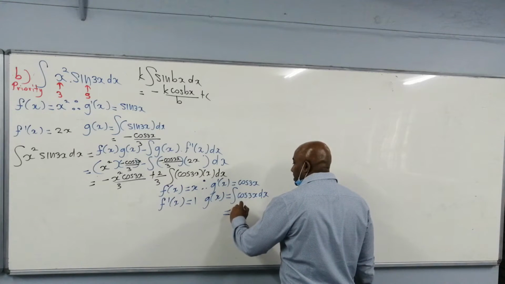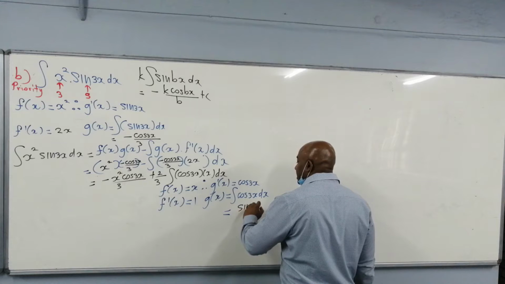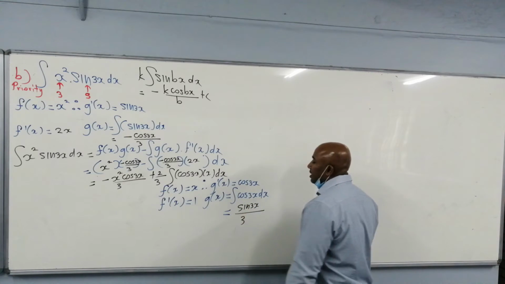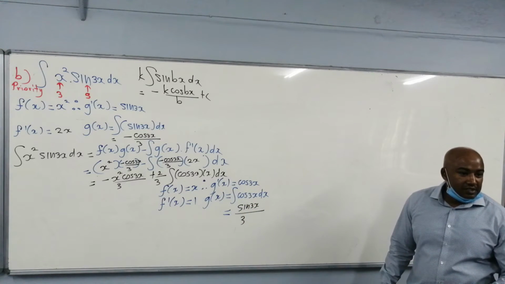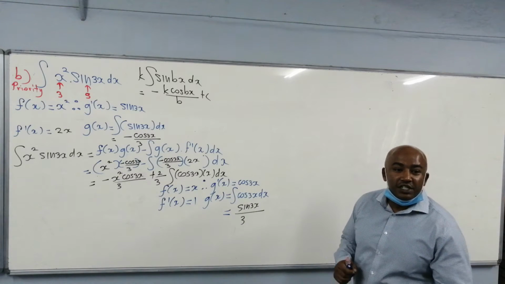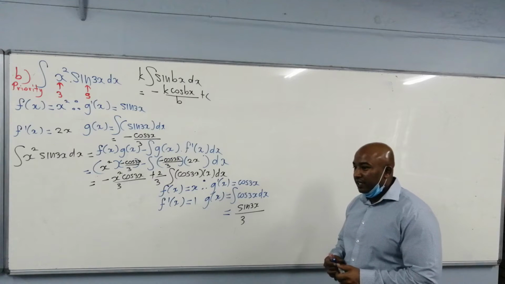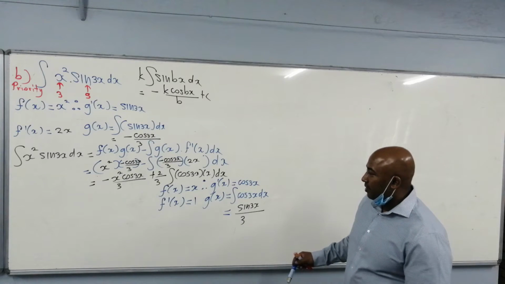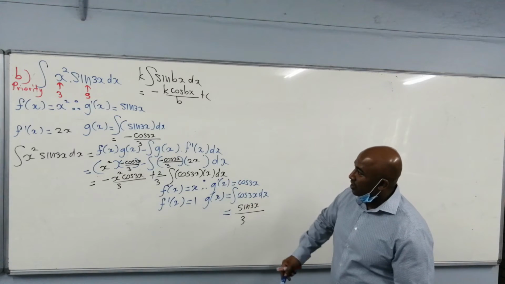When I integrate cos 3x, it is positive sine 3x all over 3. When you integrate cos, it's a positive sign. When you differentiate cos, then you'll get a negative sign. Be careful of that. So now I'm ready to continue here.